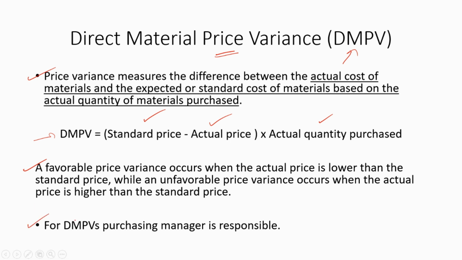For direct material price variances, the purchasing manager is responsible because the purchasing manager is the individual who is responsible for the purchasing of raw materials for the organization.